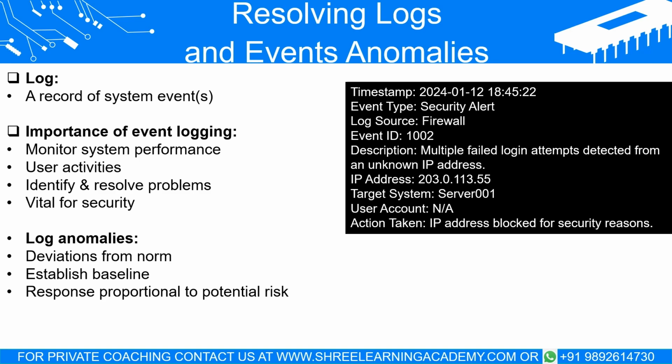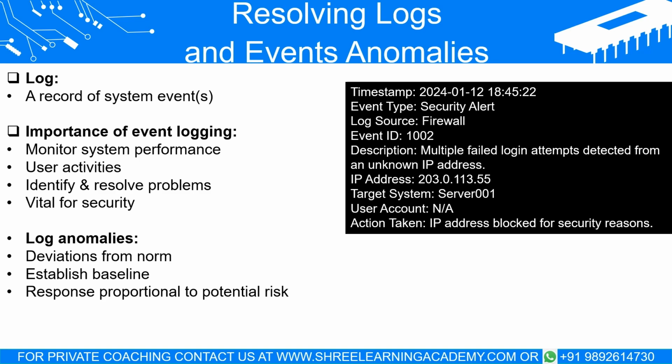The first step in this process is to establish a baseline of normal system behavior. This baseline can help identify when something is out of the ordinary. Once an anomaly is detected, the response should be proportional to the potential risk. For instance, if an unknown IP address is repeatedly trying to gain access, it may be necessary to block that IP. If a file is accessed that should not be, it may be necessary to review user permissions or alert the appropriate administrator.